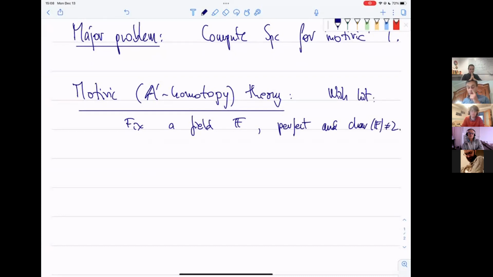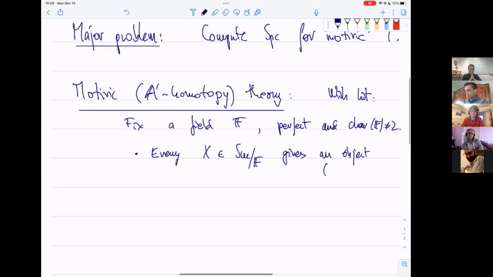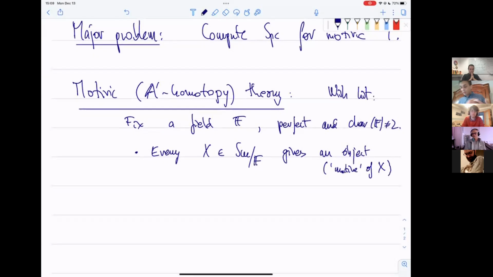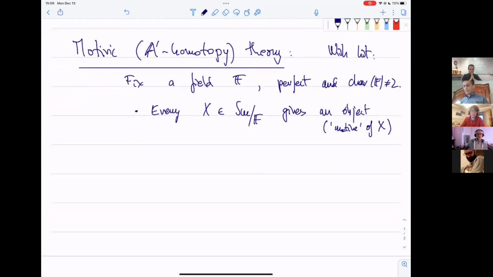And what you want is a world in which every variety over F, or every smooth variety perhaps, every X in Smooth over F, where this stands for the smooth varieties over the field F, gives you an object, and this object you can call the motive of X. And you might put an adjective before motive, depending on which way you realize the wish list. As you are going to see in a moment, there are different flavors.